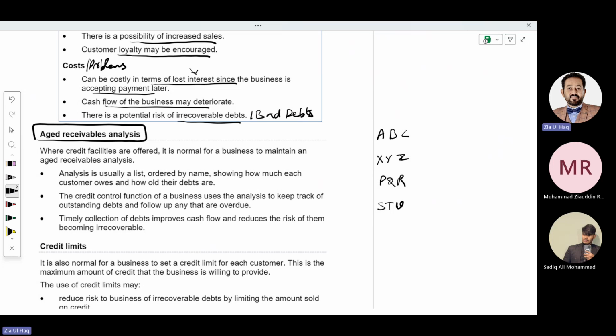From customer ABC, the company has sold goods and they haven't paid the balance in the last 50 days. The balance is due for 50 days. For XYZ, the balance is due from 10 days. For PQR, the balance is due from 80 days. And for STU, the balance might be due for 3 days.